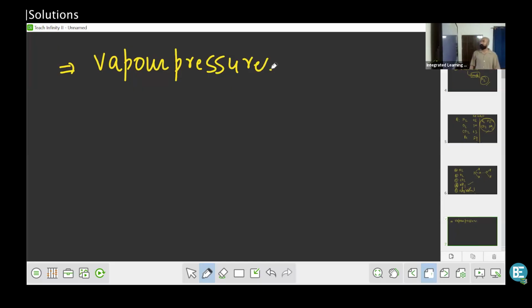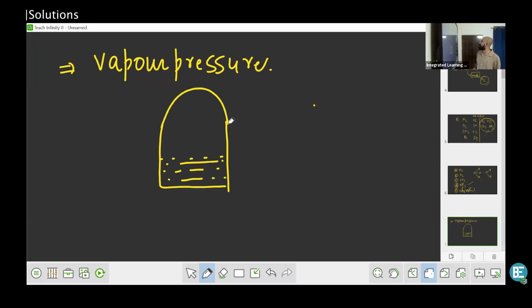Anybody knows the definition of vapor pressure? Okay, let's see. Pressure applied by... there is a solution here or solvent, it doesn't matter what you have taken. So what will happen? I'm closing this system. This is a closed system.